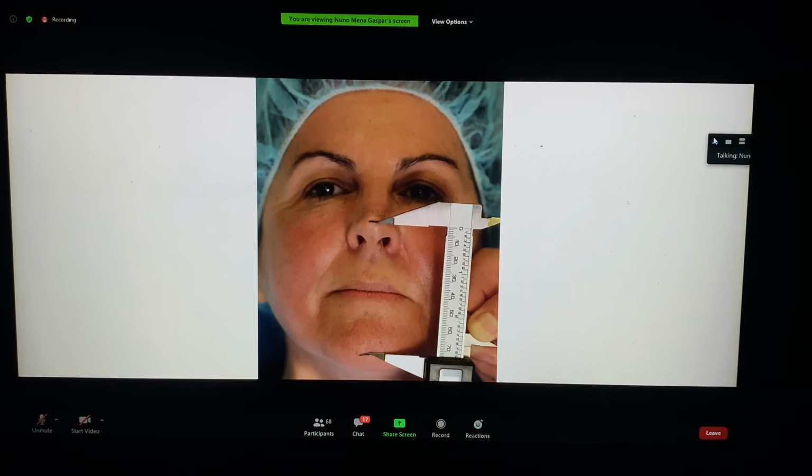References that I have that my prosthesis is at the right place.